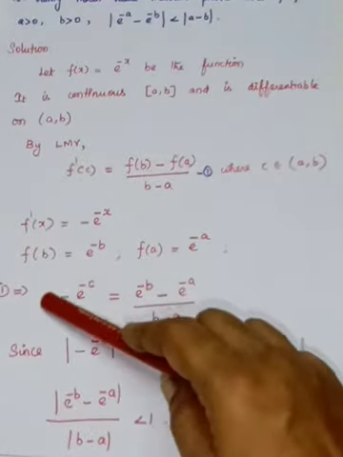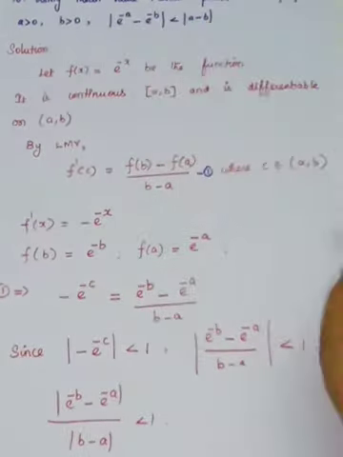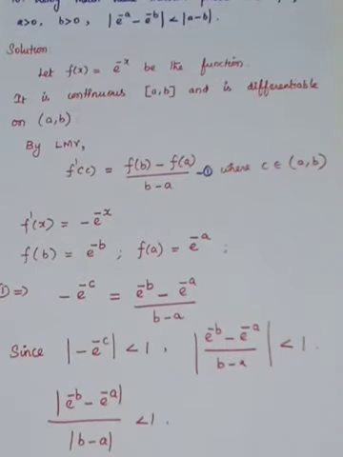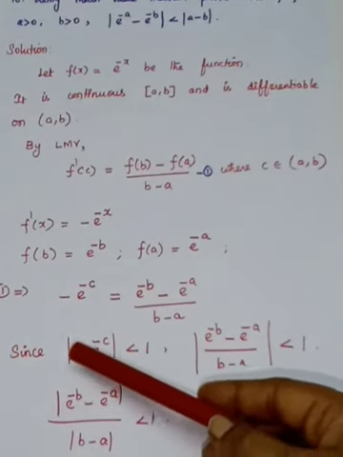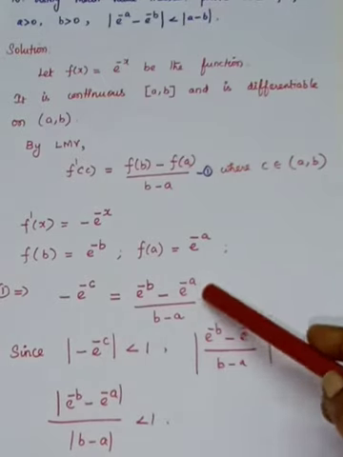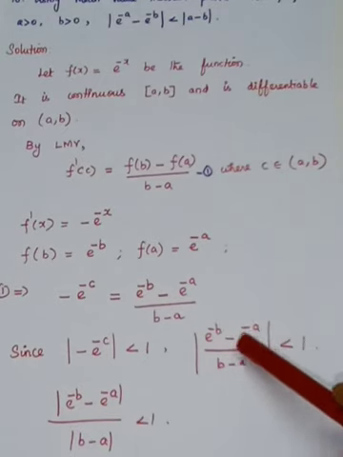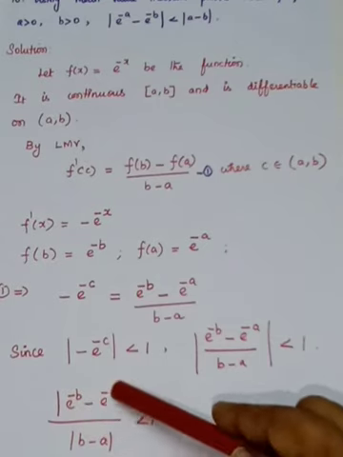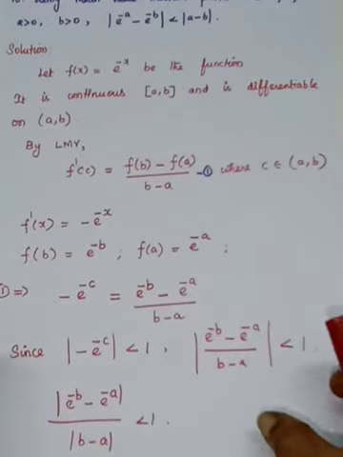And you know that this value, whose modulus is less than 1, because the question they have given, the answer is in terms of the modulus. So you know very well this exponential function, the modulus of minus e power minus c is less than 1. So therefore this value is less than 1. So modulus we can apply to the numerator as well as the denominator. So modulus of e power minus b minus e power minus a divided by modulus of b minus a is less than 1.